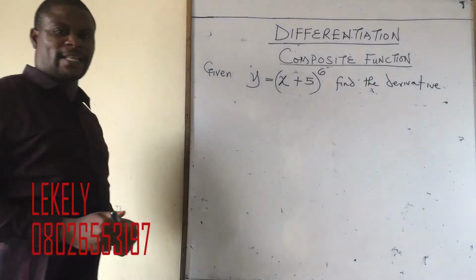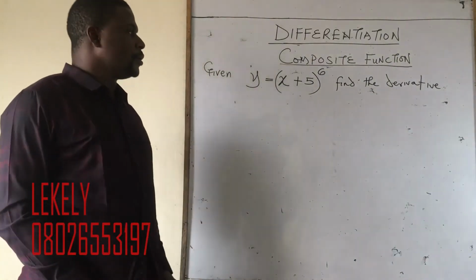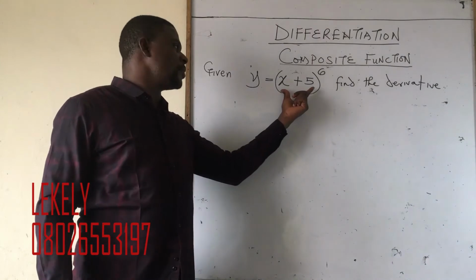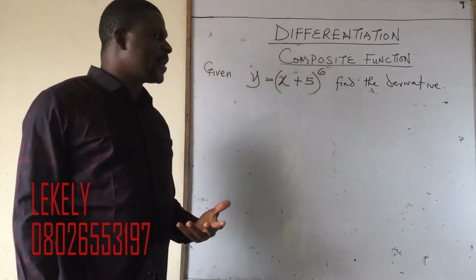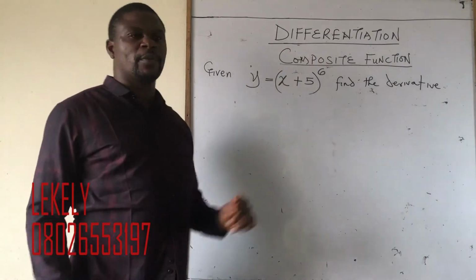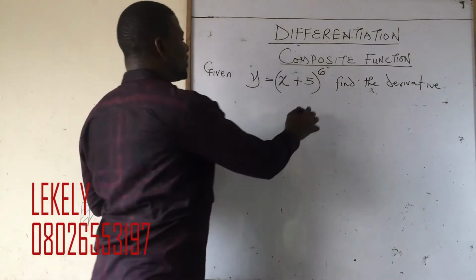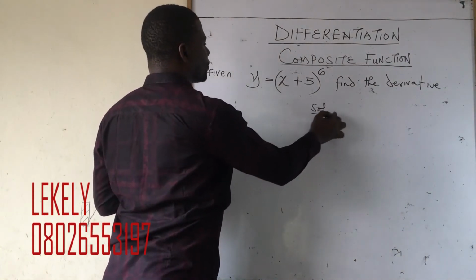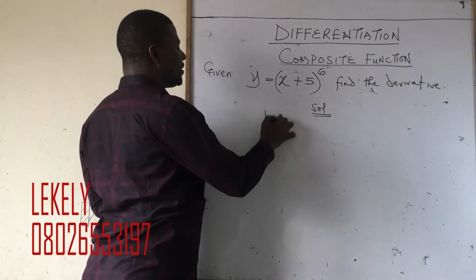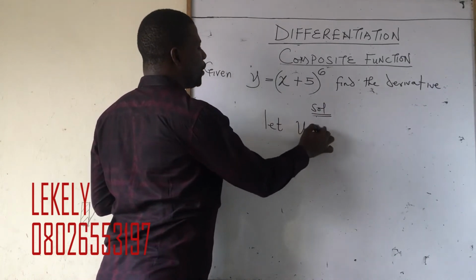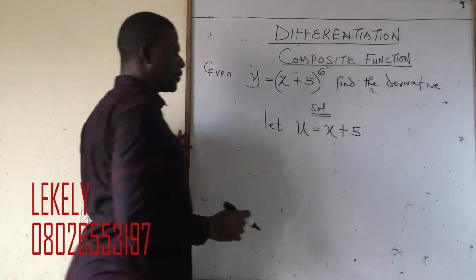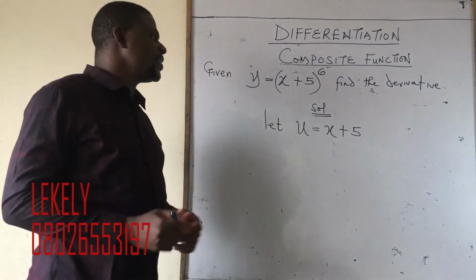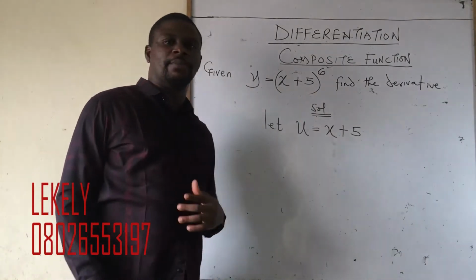Find the derivative. Look at this. Now, the moment you see the question that it is a bracket and a power, what are you expected to do? You already know it is a composite function. So the first thing, solution, is to say let u be equal to whatever you have in the bracket, x plus 5. So let u always be equal to what you have in the bracket.